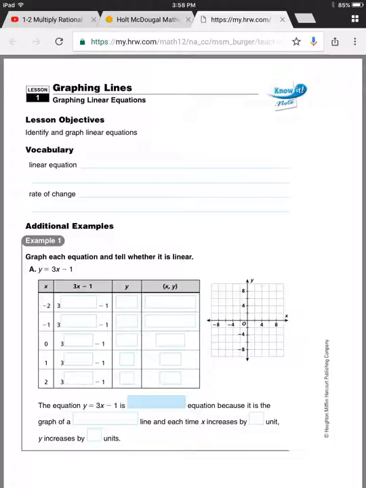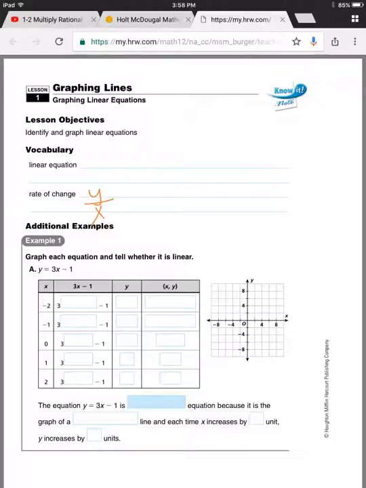Okay, rate of change is a ratio that compares the amount of change in a dependent variable and the amount of change of an independent variable. It is the slope, it is y over x. Okay, might look familiar to some of you.